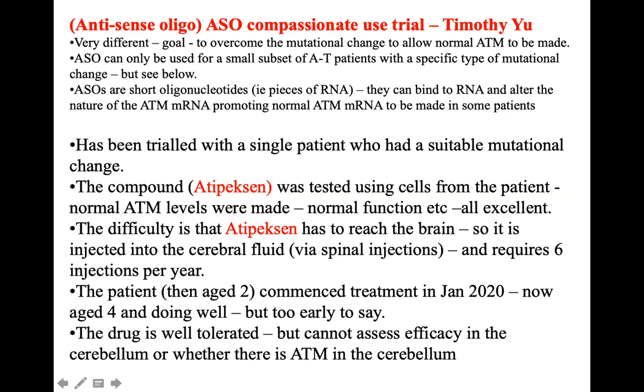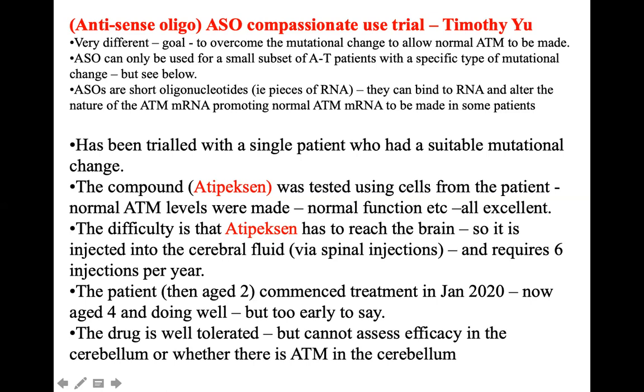And antisense oligos, ASOs, are small oligonucleotides, little bits of RNA that can bind to the RNA and can alter the nature of that ATM messenger RNA. Remember, that's the code just for making the ATM gene. And for some patients, it can allow normal ATM to be made.